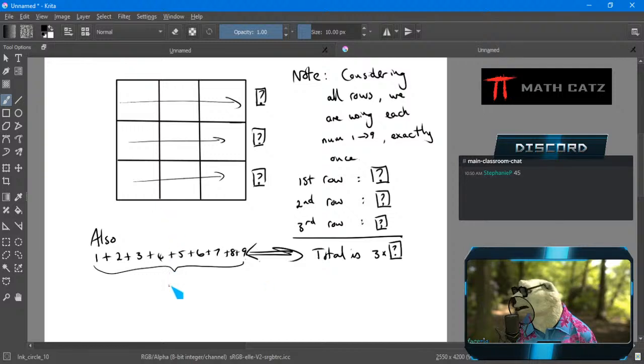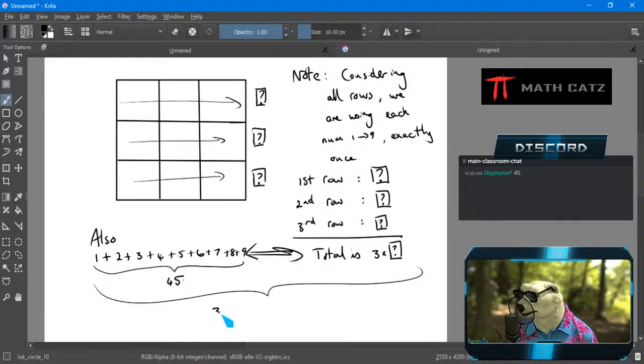You can do it one by one. You can do whatever you want. Calculator, I don't care. 45. So overall, that means 3 times this mystery question mark in a box is 45, which means that a single question mark in a box value is 15, which means that each row adds up to 15.